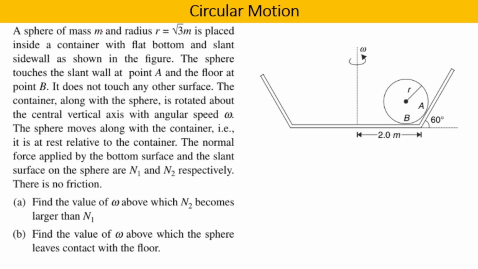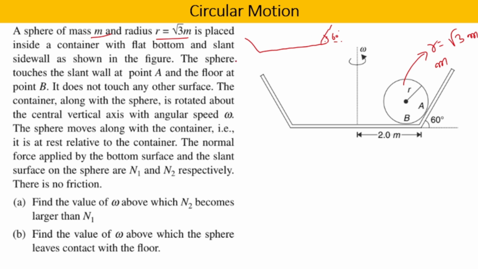So let's first start with reading it. There is a sphere of mass m and it has a radius of root 3 meter. So here r, the value, is given as root 3 meter, and its mass is given as m, some arbitrary m. ठीक है. This is placed inside a container. Container looks like what? It has one bottom surface that is flat and side walls are slanted, such that this slanted wall is making an angle 60 degree with the horizontal.